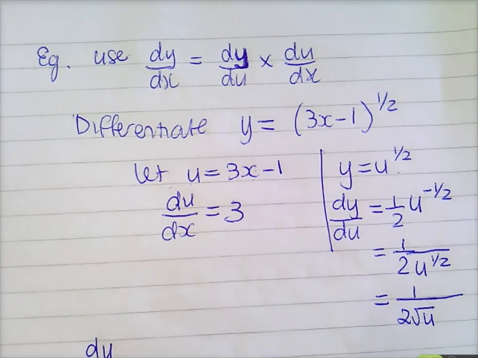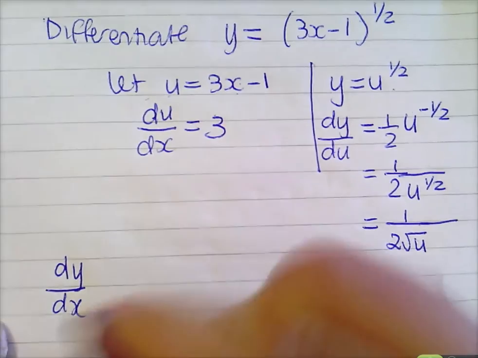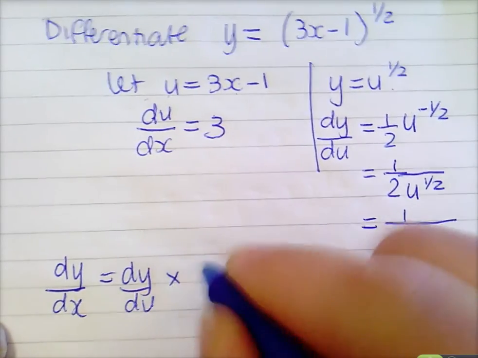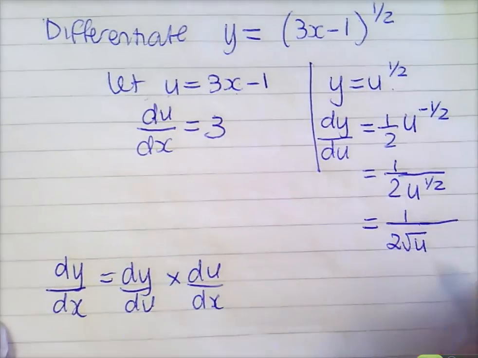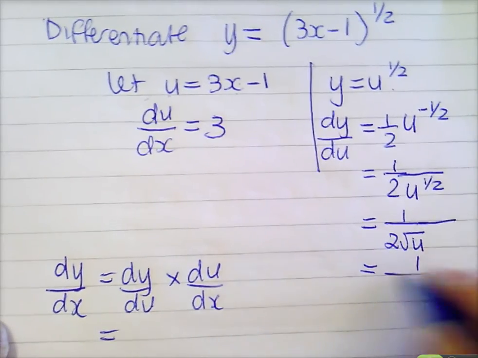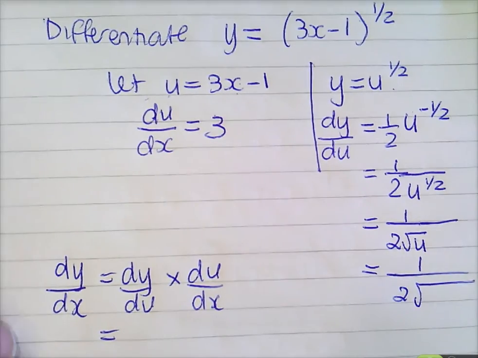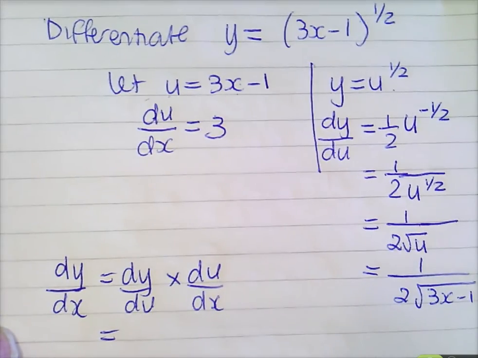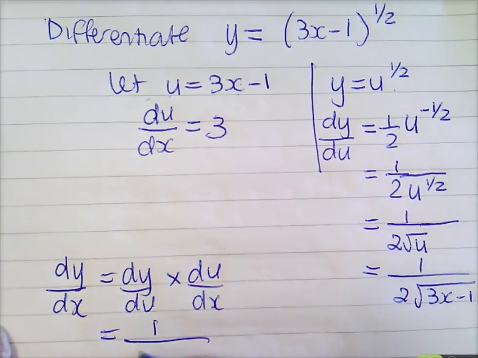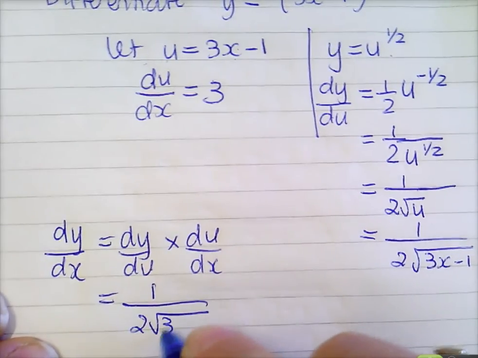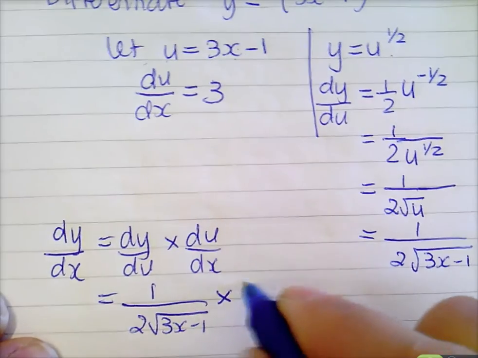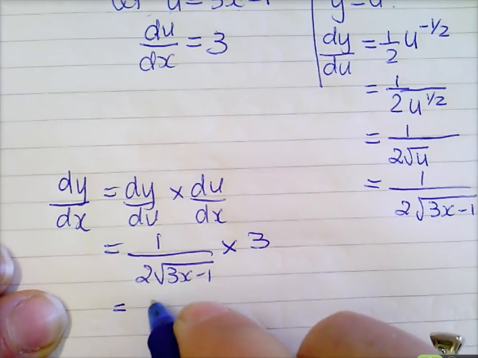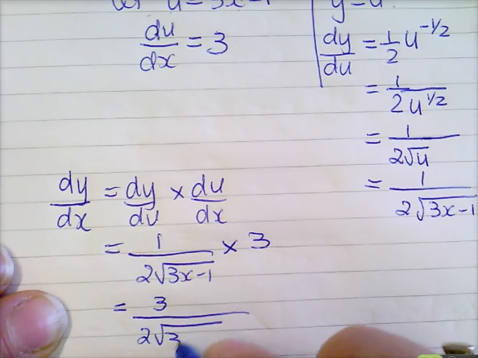So dy dx is dy du times du dx. What you might want to do is substitute what u is back here. Root 3x minus 1, yeah, so let's put it in. So what's dy du? This 1 over 2 root 3x minus 1, times du dx, which is 3. So it just becomes 3 on 2 root 3x minus 1.